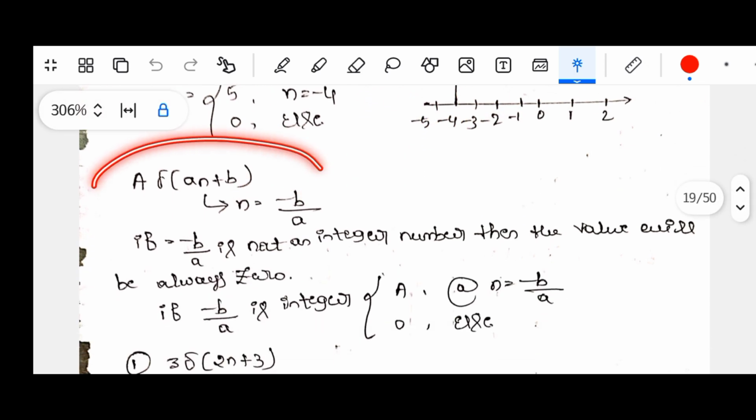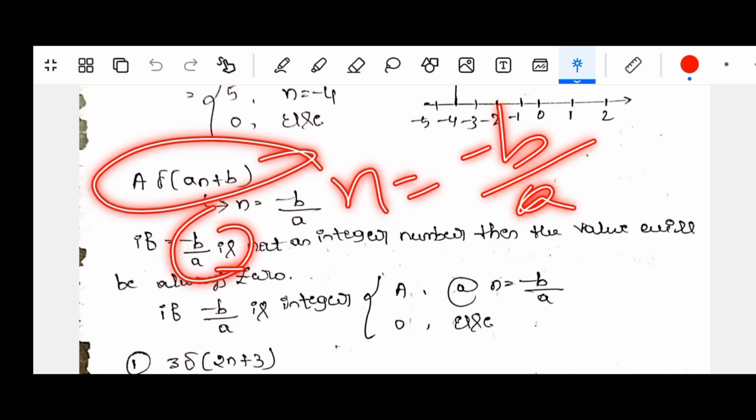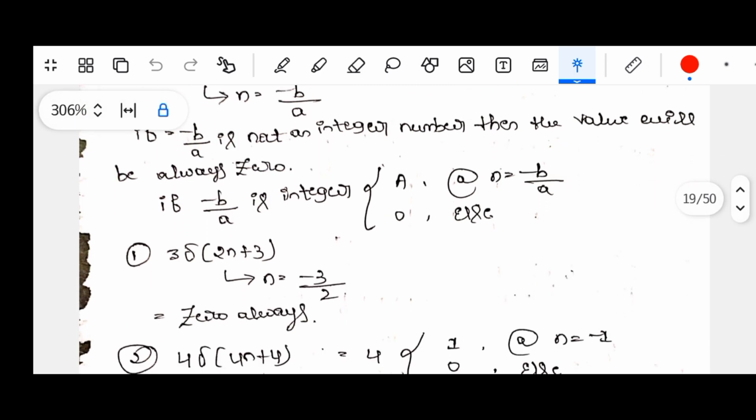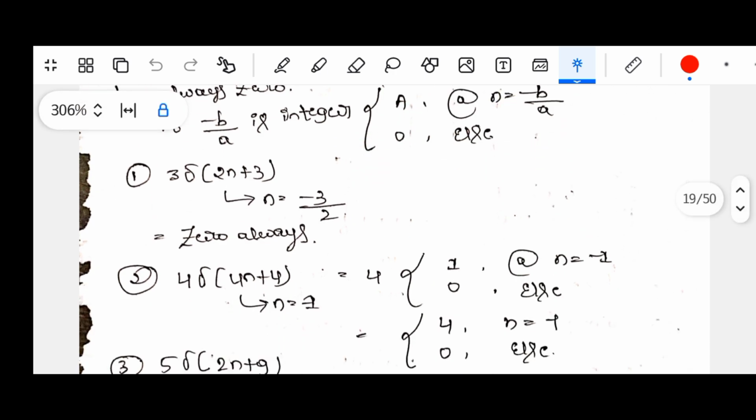Let's see this formula. A into delta of n plus b. n will be minus b by a. If minus b by a is not an integer number, then the value will be 0, as I mentioned earlier. If minus b by a is an integer, then we have to see this: at n equal to minus b by a, it will be a, otherwise it will be 0.